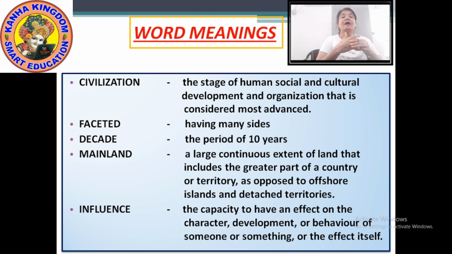Mainland: a large continuous extent of land that includes the greater part of the country or territory as opposed to offshore islands and detached territories. And our today's last word is influence.